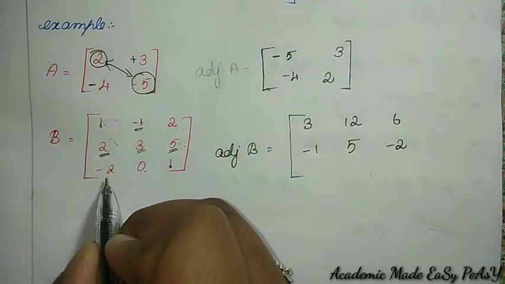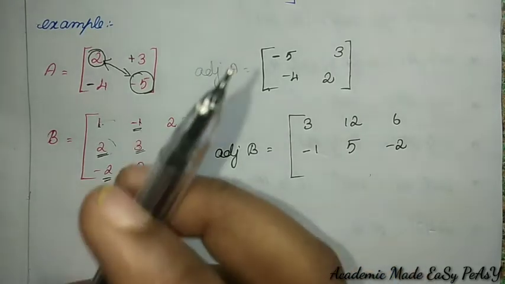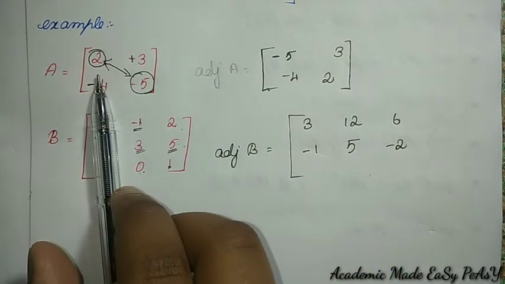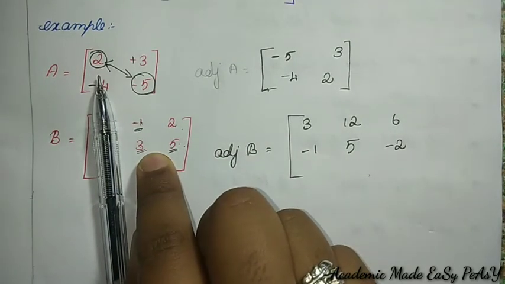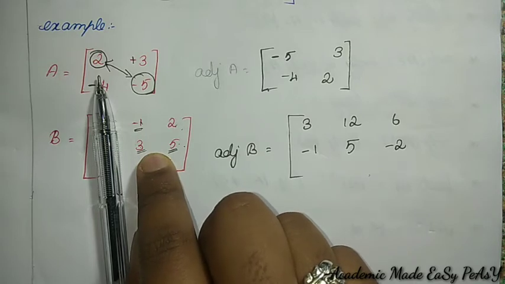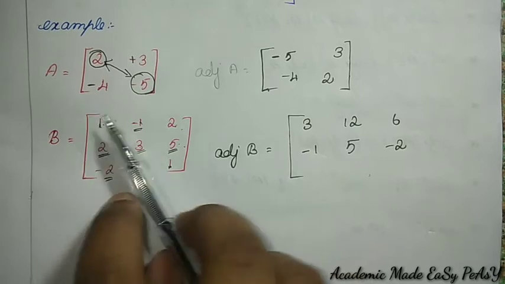Okay, so next, the first element of the last row. I will be hiding this and these two elements. What is remaining? Minus 1, 5, 3, 2. So minus 1 into 5 is minus 5. Minus 3 into 2 is 6. So minus 5 minus 6 is minus 11.